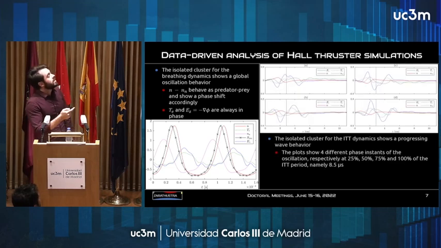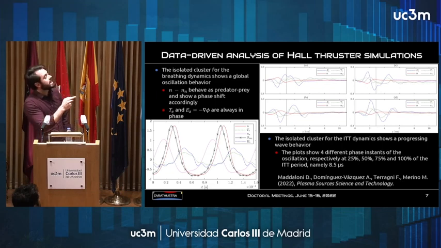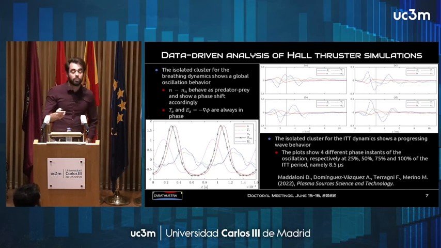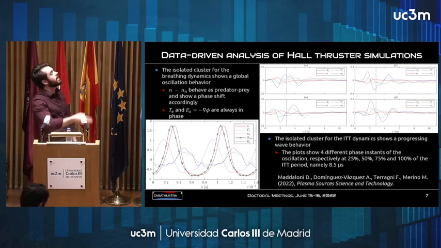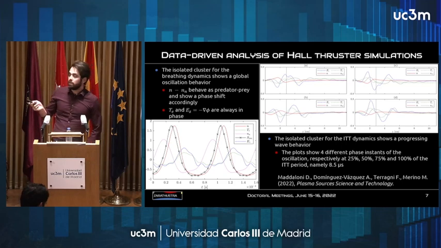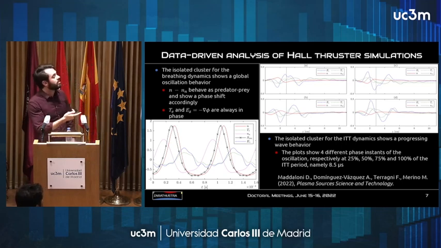On the other side, the ion transit dynamic is a traveling wave. It originates from the anode and just flows to the nozzle, which is represented by a black vertical line, and it flows into the plume. We can see here pictures A, B, C, D, which are four different phase instants of the ITT oscillation period, which is namely 8.5 microseconds. And you see basically that the oscillation is clearly traveling rightwards. We have published an article recently on that, in Plasma Sources Science and Technology in April of this year.